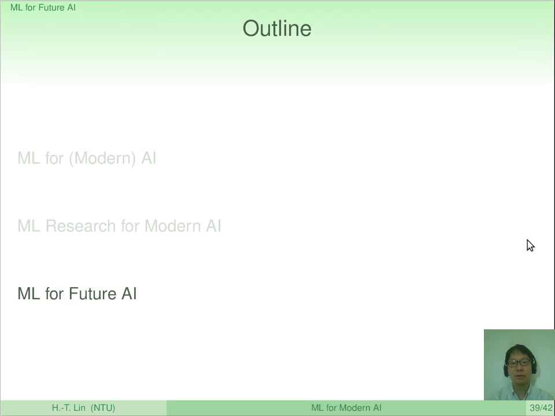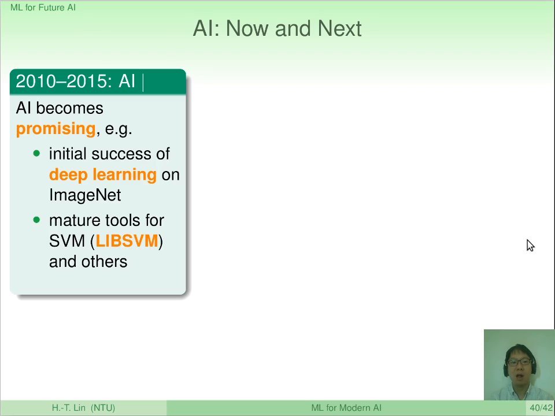Okay, those are the three stories that I want to tell you. And in the very last part of the talk, I want to quickly go through machine learning for future artificial intelligence, my thoughts on them. Okay, in 2010 to 2015, those are the rising age of artificial intelligence. And that's the age where AI becomes promising.